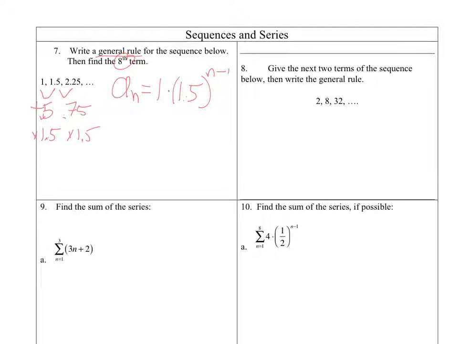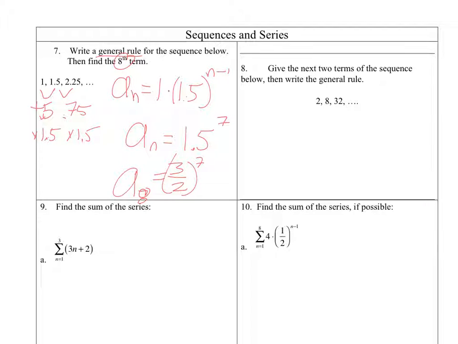To find the 8th term, we're going to plug in 8. 1 times 1.5, 8 minus 1 is 7. So that's going to be 3 over 2 to the 7th power, which I'm not going to figure out. So A8 would be 3 over 2 to the 7th.